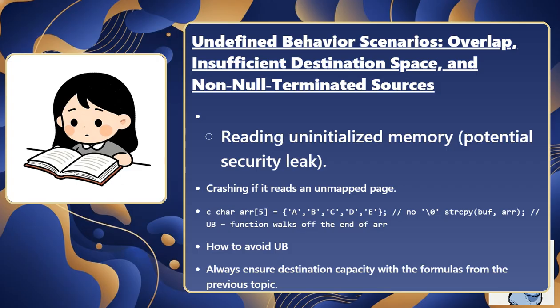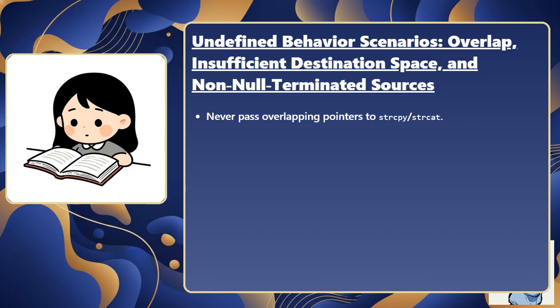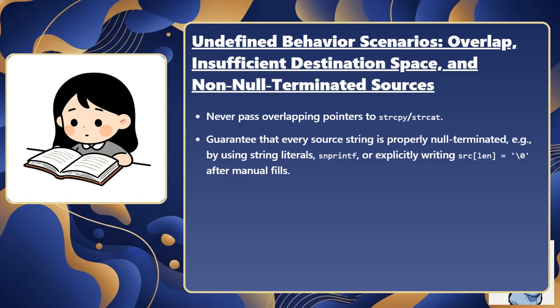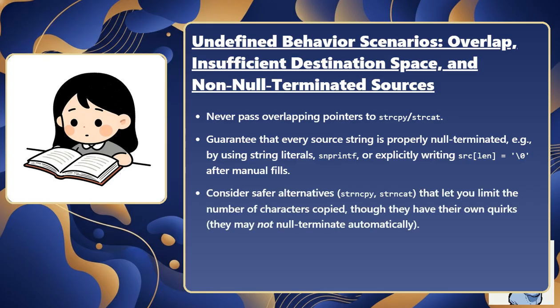How to avoid undefined behavior. Always ensure destination capacity with the formulas from the previous topic. Never pass overlapping pointers to strcpy or strcat. Guarantee that every source string is properly null terminated, for example by using string literals, snprintf, or explicitly writing src[length] equals the null character after manual fills. Consider safer alternatives such as strncpy and strncat that let you limit the number of characters copied, though they have their own quirks because they may not null terminate automatically.